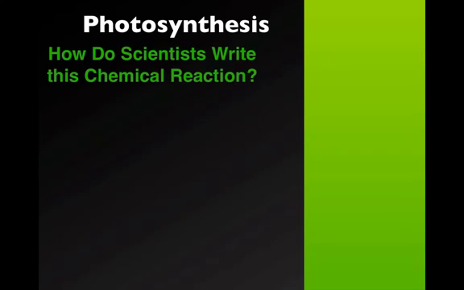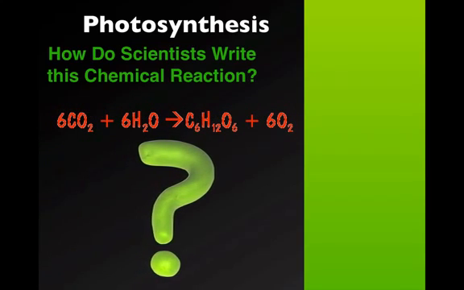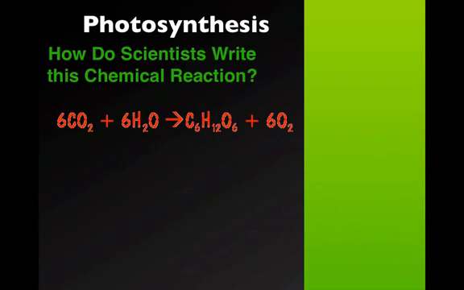So how would a scientist write this? Because a scientist isn't just going to write down all those words. Scientists use chemical symbols to represent what they're trying to talk about. So a scientist would write this a little differently than what we just did. It would look something like this. And you're probably saying, I don't get that. What is that supposed to mean?